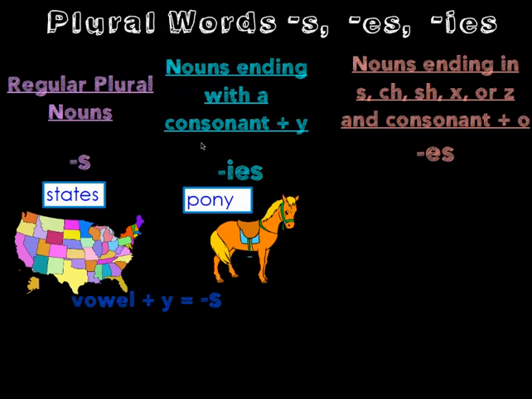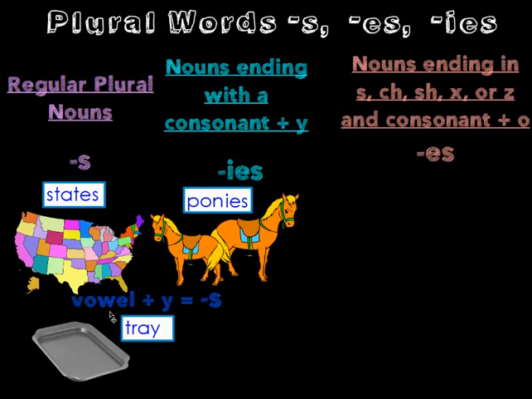Now let's look at a word that ends with a consonant followed by a Y, like this word, pony. The letter N is a consonant and it's followed by a Y. So to make this word plural, we need to change the Y to an I and add ES. Now instead of pony, we have ponies. We have two ponies. So we know what to do if the word ends in a consonant plus a Y.